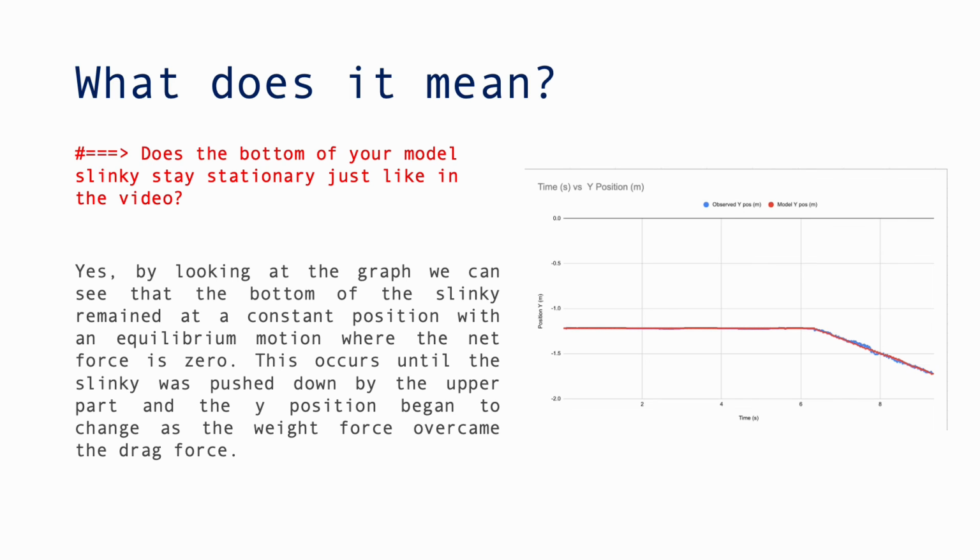Now, finally, to finish off this lab, we'll have a "what does it mean" question. So the question is: does the bottom of your model slinky stay stationary just like in the video? And this actually does happen, so yes. By looking at the graph, we can see that the bottom of the slinky remained at a constant position right here for the first part of the motion. So the net force in this part of the motion for the bottom of the slinky would be zero.